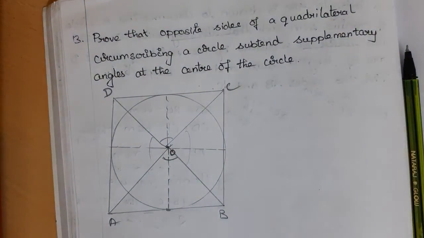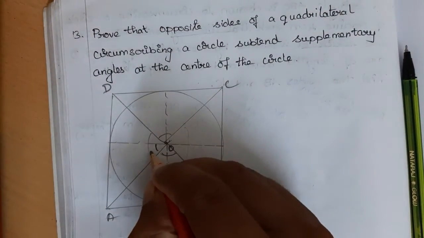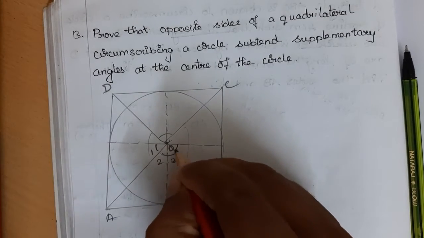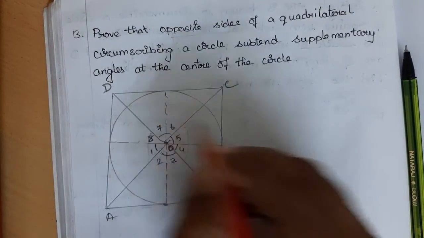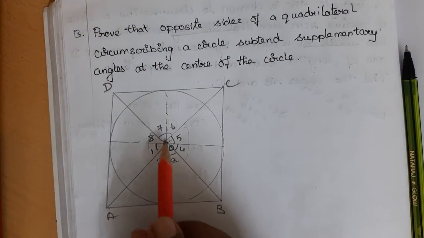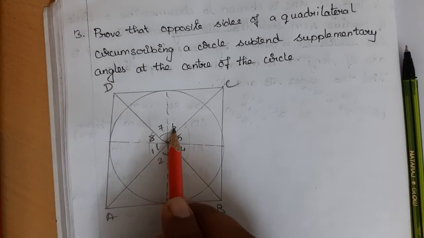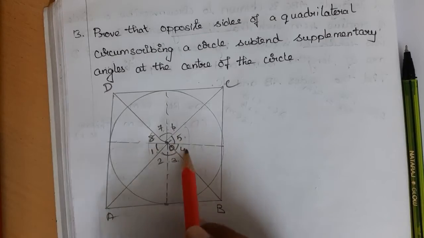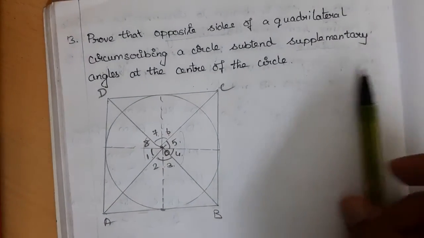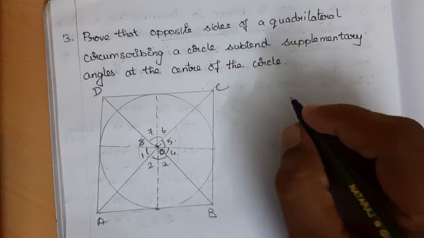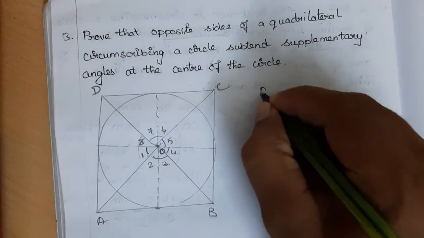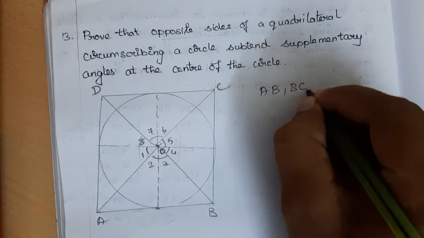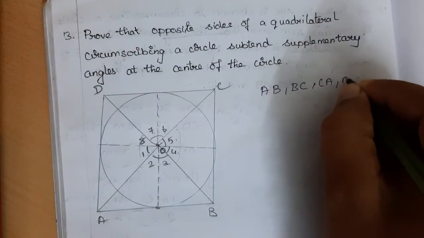So let me name these angles as angle 1, angle 2, angle 3, angle 4, angle 5, 6, 7, 8, totally 8 angles. So either 2 plus 3 plus 6 plus 7 is equal to 180, or 8 plus 1 plus 5 plus 4 is equal to 180. We have to prove this. So what we have done is we have drawn a quadrilateral circumscribing the circle.